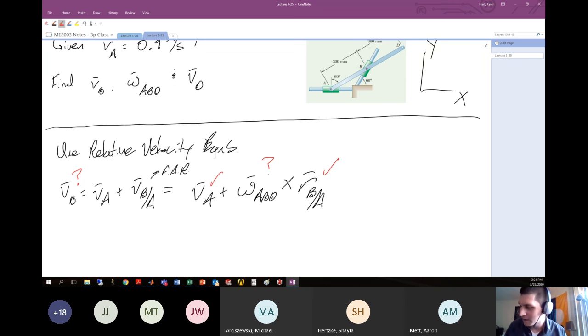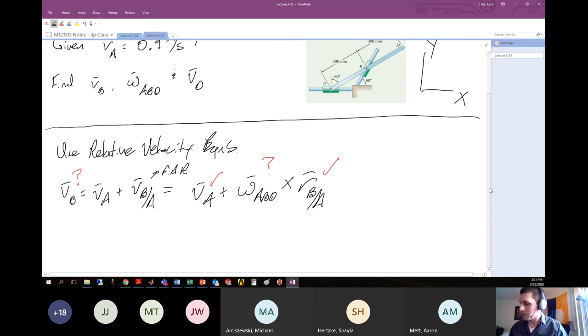All right, so it looks like we have a few unknowns here, velocity of B and angular velocity ABD. But remember that the vector equations that we set up here are multiple equations. We have an equation in i, we have an equation in j. So we should have two equations available here for us to work with, given it's only one equation that I've actually written on the paper.